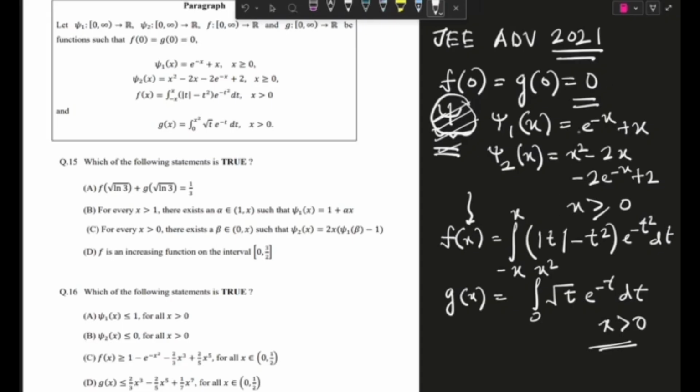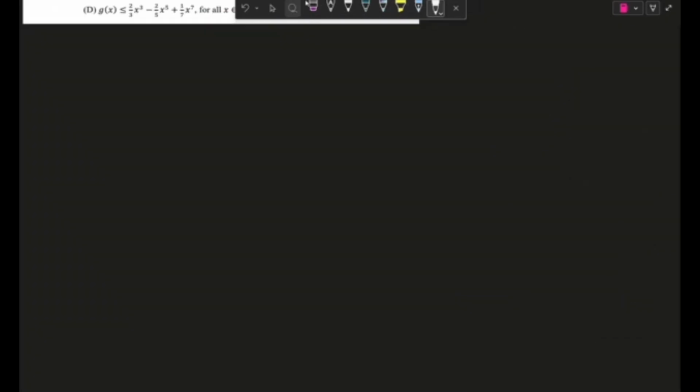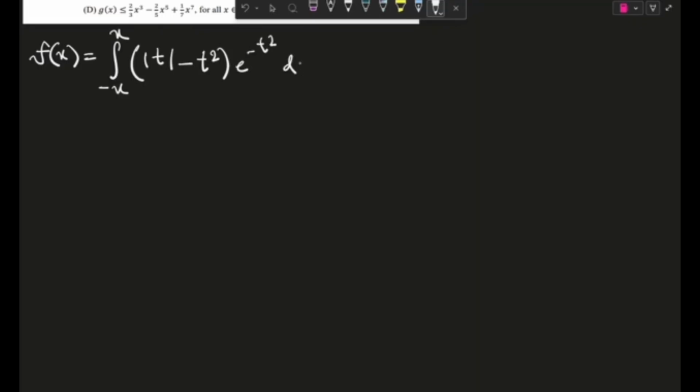So what I will do is, I have written the questions down here, so I have no space anymore. I will change the page and go on to the next slide, where I will solve the sum. So I am changing the page. First of all, I will do some manipulation with f of x, because that's the first thing I actually noticed. So f of x is the integral from minus x to x of mod t minus t squared times e power minus t squared dt, as far as I remember. Yeah, it is correct.